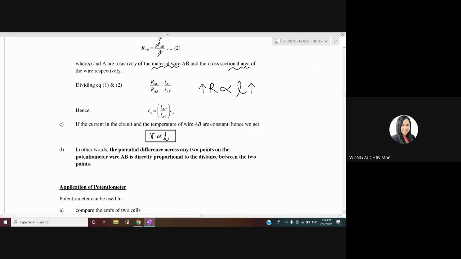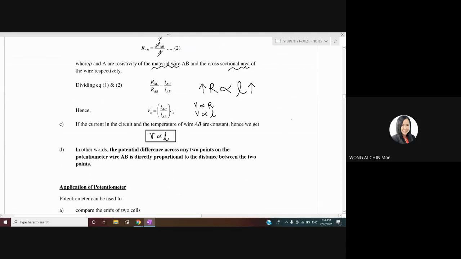So therefore, from the potential divider, our V directly proportional to R, we can change it to V directly proportional to L. So this is the equation. Hence, the current in the circuit and the temperature of the wire AB are constant. So V is also directly proportional to the length.